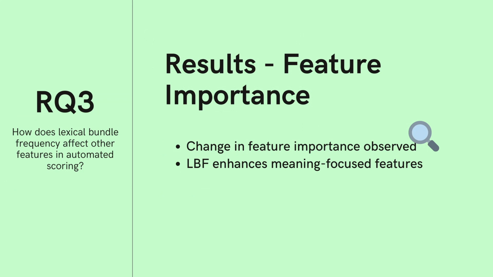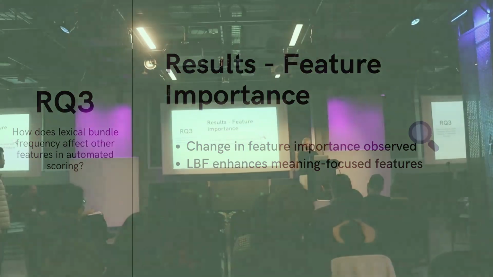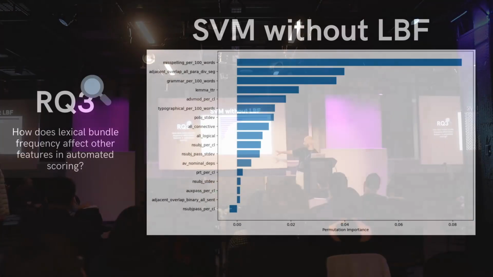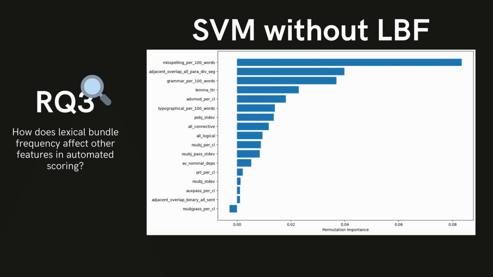Change in feature importance observed, again, which means that lexical bundling has enough information to carry over to other features. And what's interesting is LBF enhances meaning-focused features. Now, here's a graph. This is how features contribute to the machine learning model. Notice the one at the bottom.